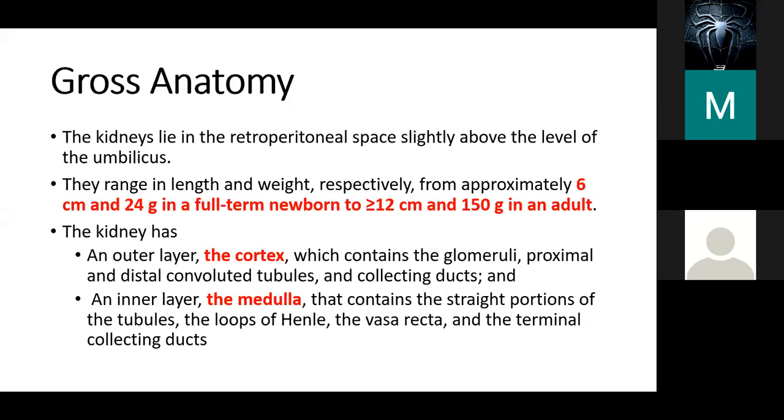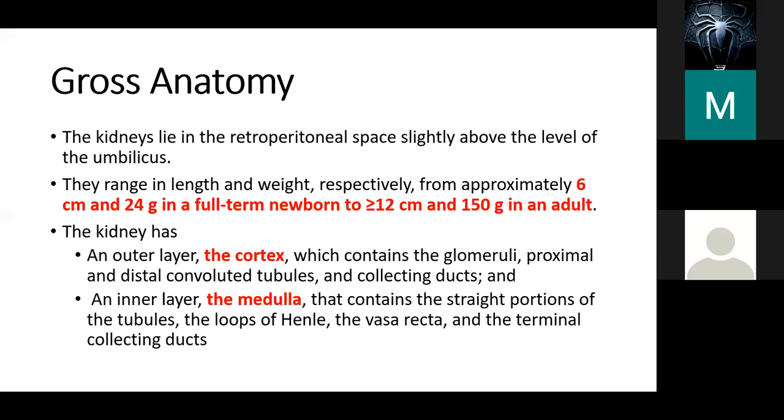Okay, so renal. So the kidneys lie in the retroperitoneal space, meaning the space behind the peritoneal cavity, slightly above the level of the umbilicus. And if you take the kidney in a newborn, it's about 6 centimeters and 24 grams. And it grows to about 150 grams in an adult.